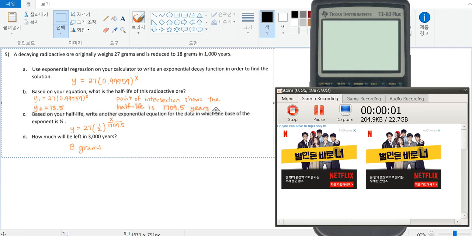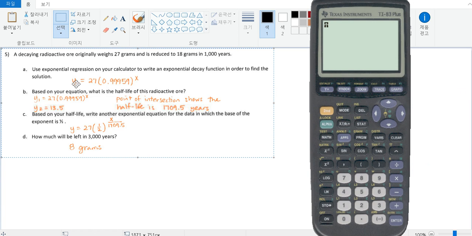Okay, everybody, I'm going to show you how to solve this question that's been bothering us for a long time. Let me read the question first. A decaying radioactive ore originally weighs 27 grams and is reduced to 18 grams in 1,000 years. I'm going to use the solution key so you can compare the answers quickly. The question says to use exponential regression on your calculator.